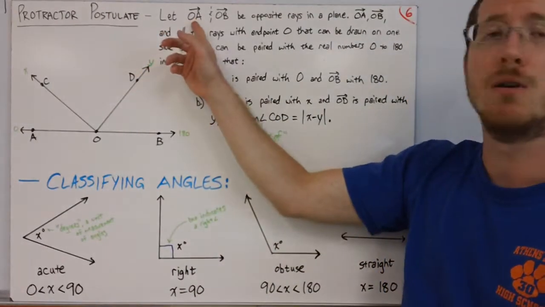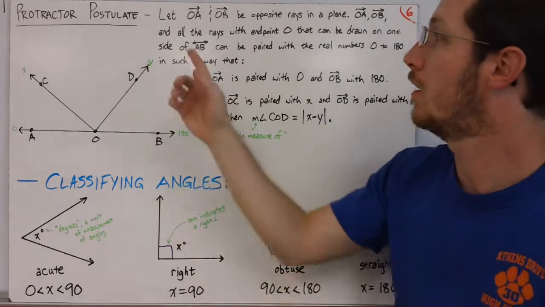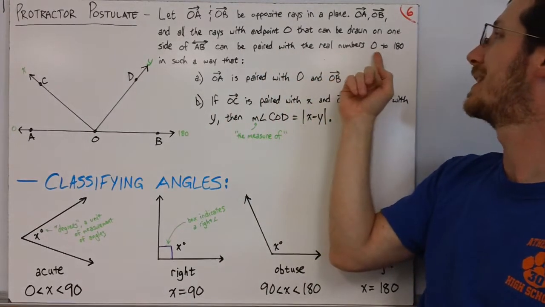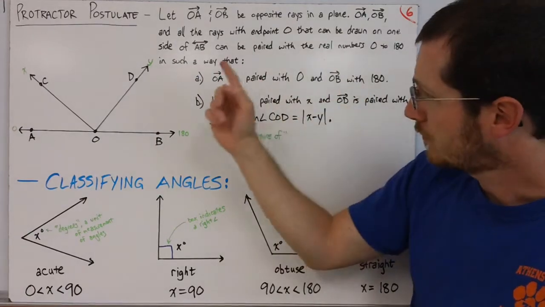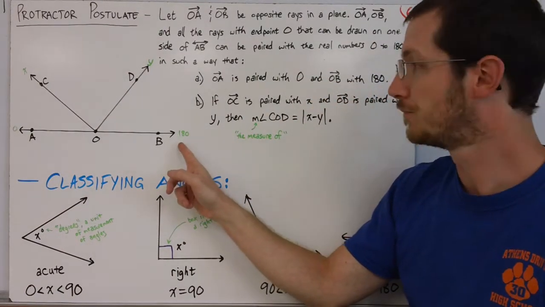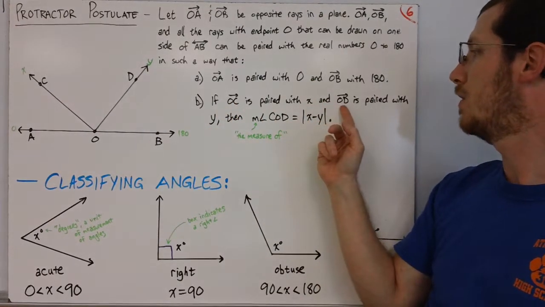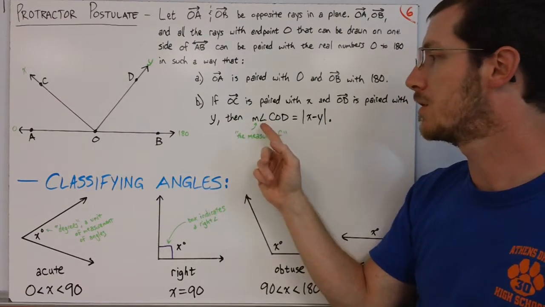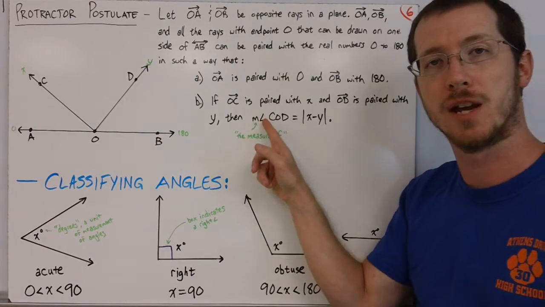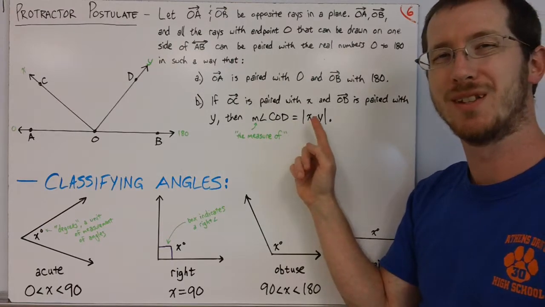Protractor postulate says, let ray OA and ray OB be opposite rays in a plane. Ray OA, ray OB, and all the rays with endpoint O that can be drawn on one side of line AB can be paired with the real numbers 0 to 180 in such a way that ray OA is paired with 0 and ray OB with 180. If ray OC is paired with some variable x and ray OD is paired with some y, then the measure of angle COD, so the measure of this angle here, our lowercase m in front of our angle symbol denotes the measure of, we can find that by finding the absolute value of the difference of x and y.